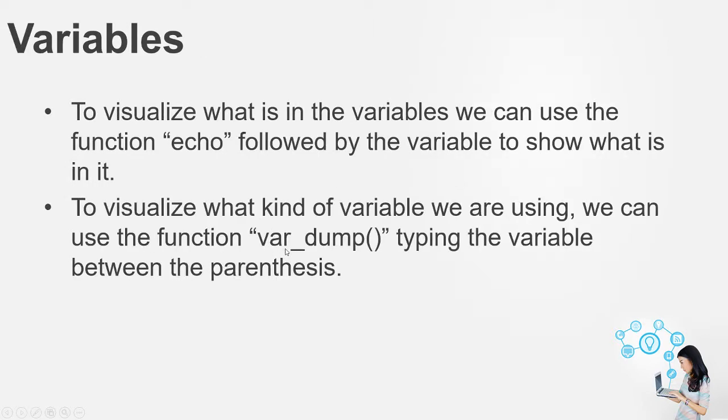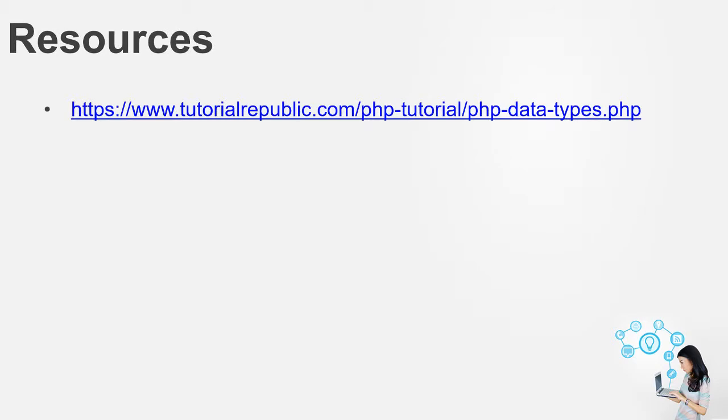To visualize what is in the variable, we can use the function echo followed by the variable to show what is in it. Also, to visualize what kind of variable we're using, we can use the function var_dump, and this is going to tell us what variable we are using. Okay, this is the resource that we are using.